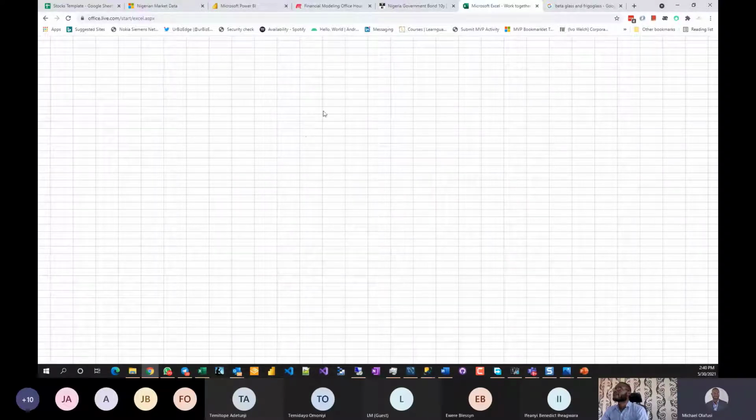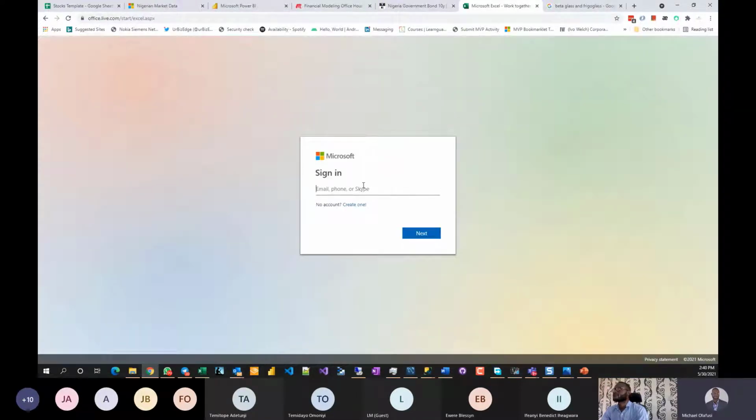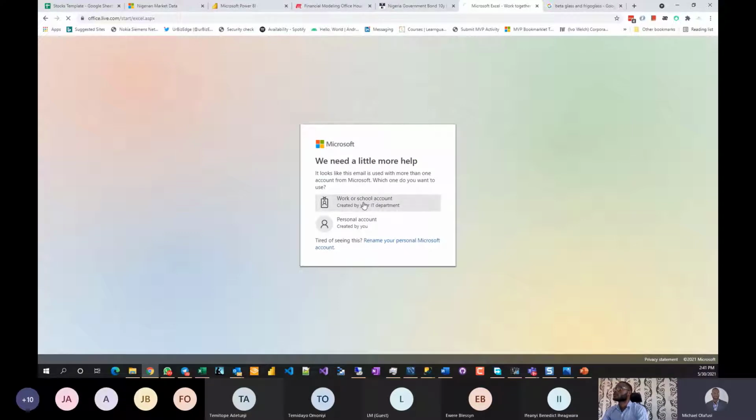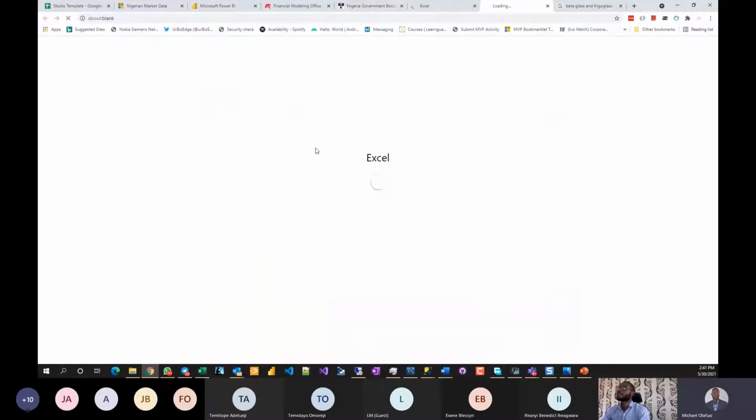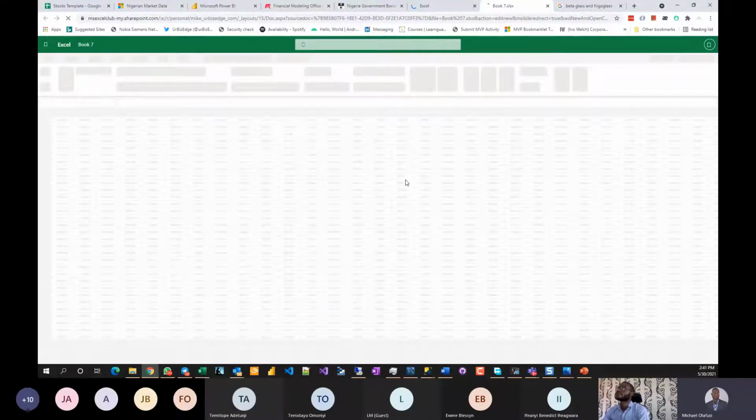Why is it taking time to come up? It's asking me to log in. So if I log in, this is account. Okay, great. So just click on the new blank Excel, right?